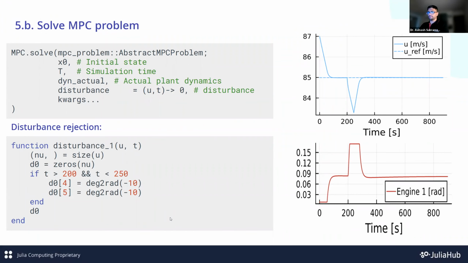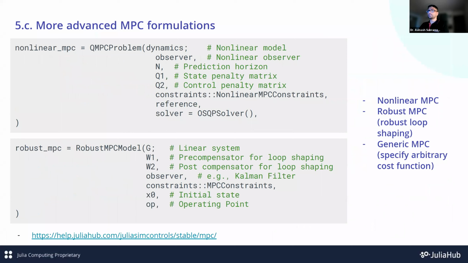So we have this example that shows disturbance rejection. I would like to mention, again, not the key part of this talk, but the toolkit already has functionality for more advanced MPC formulations. For instance, we could have a nonlinear MPC, again, with this Q MPC problem formulation. So in this case, we would take the actual nonlinear dynamics, the nonlinear observer, so everything would be nonlinear: the prediction horizon, the state penalty matrices, and so on. So this would be a nonlinear MPC problem.